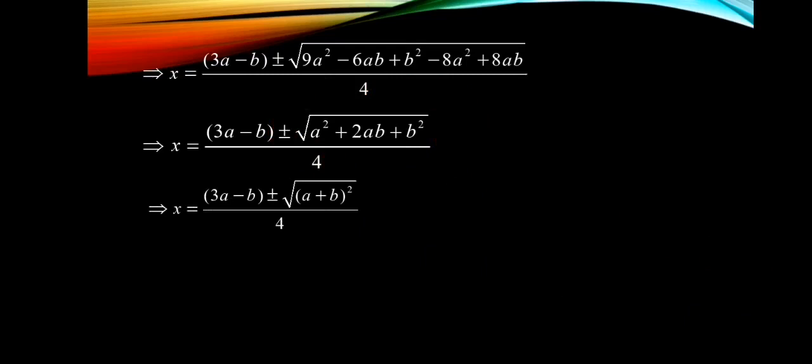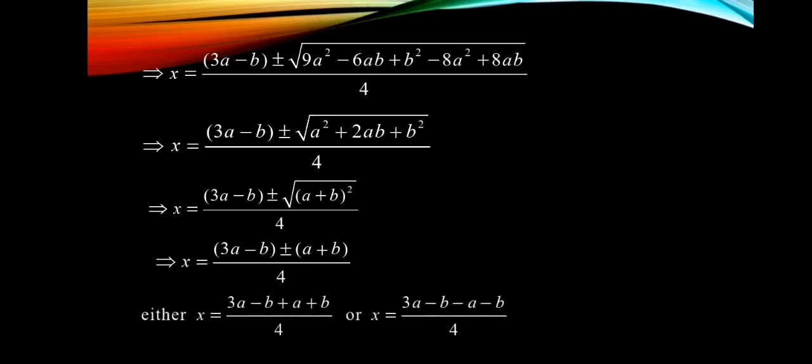Since the square will be cancelled out with the square root, we will get (3a minus b) plus minus (a plus b), whole divided by 4. Applying the possibility for plus (a plus b) and minus (a plus b), we will just get 4a divided by 4. Then x is equal to 4a divided by 4, or x is equal to (2a minus 2b) whole divided by 4, which will become x is equal to a, or x is equal to 2 into (a minus b) whole divided by 4. It will give us x is equal to a, or x is equal to (a minus b) divided by 2.